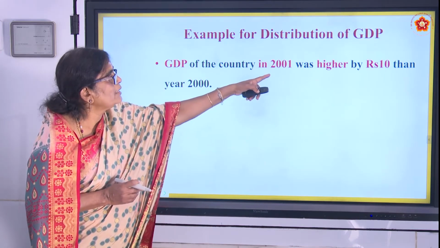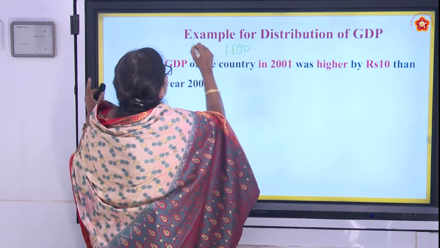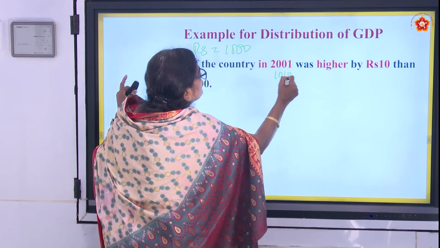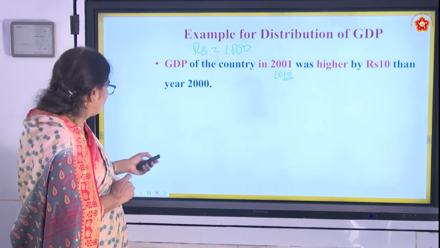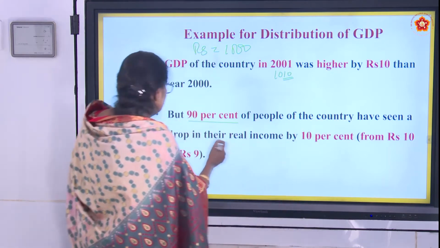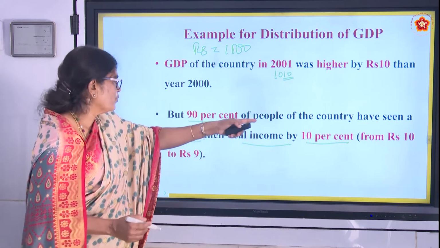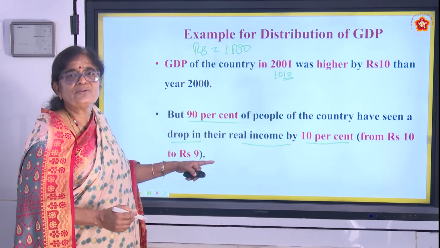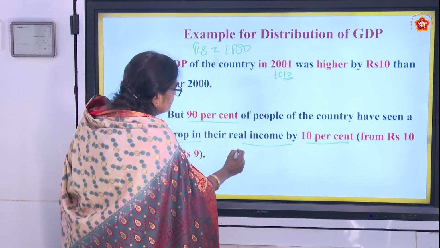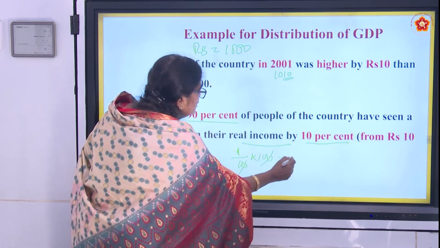Now, from the above example, we can say the GDP of our imaginary country in 2001 was higher by rupees 10, because in 2000 it was rupees 1000 and in 2001 it was 1010. And 90% of the people of the country have seen a drop in real income of 10%. Why 10%? From 10 to 9. How do you calculate it? From 10 to 9, the change in income is 1, so 1 by 10 into 100 is 10%.